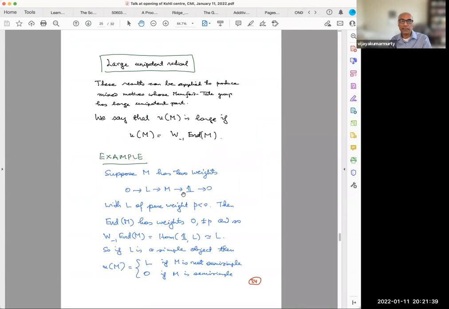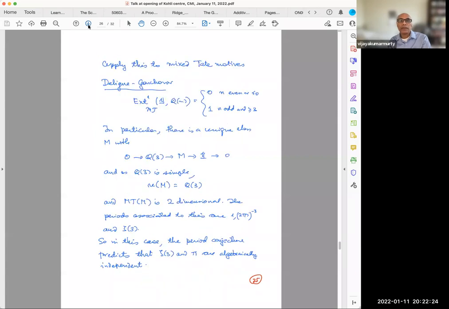There are cases where you can see when this happens. For example, if M has two weights, let's say it's an extension of one by L, where L is of pure weight less than zero. So this has weight zero. In that case, the motive End M, in other words M tensor M dual, has weights zero and minus P, and therefore W_{-1} of End M is just L. To say that the unipotent radical U of M is large means it's L or zero, and because L is a simple object, that it doesn't have sub-objects, it's either L if M is not simple or zero if M is simple. So therefore the unipotent radical is large in this context when M is not semi-simple.